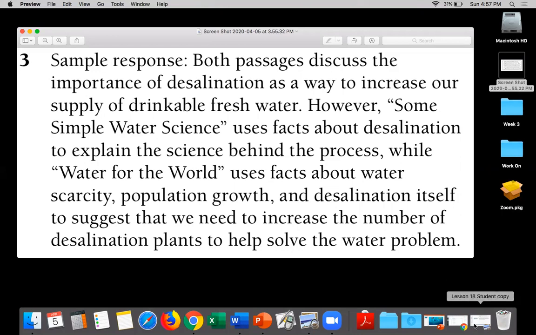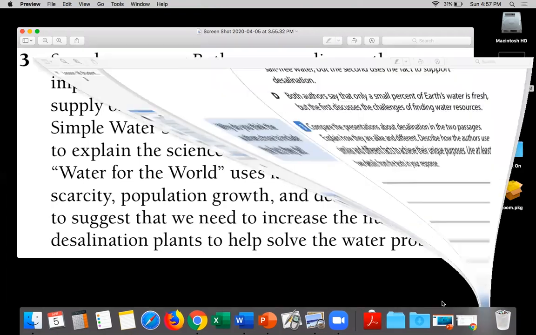So let's go back to this for just a second. We know that the first one talks about Some Simple Water Science, but Water for the World talks about the scarcity, the population growth, and desalination itself. So let's look at that.